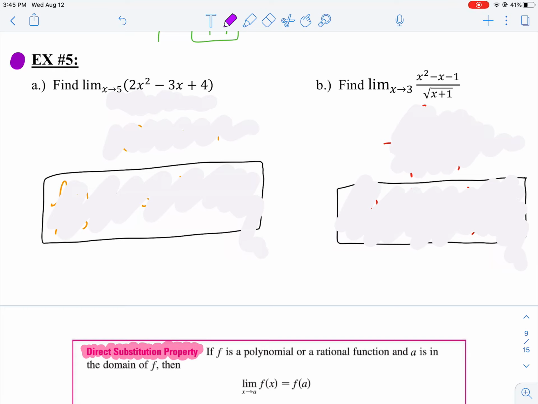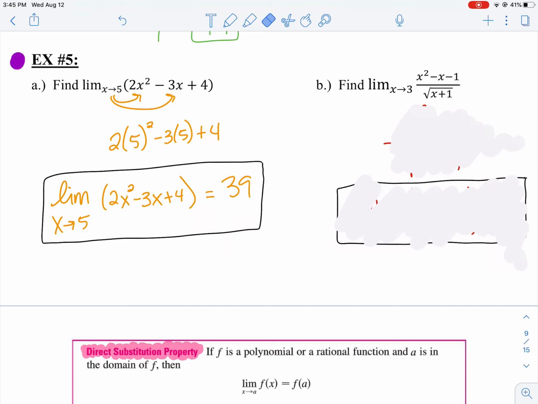So in example number 5a, it says find the limit as x approaches 5 of this polynomial, 2x squared minus 3x plus 4. All we really have to do is take that 5 and substitute it in wherever we see an x. We want to figure out what's happening as x equals 5. If I substitute in a 5 and I simplify, 5 squared is 25, 25 times 2 is 50, 3 times 5 is 15, and then I have plus 4. After simplifying, I ended up getting the limit as x approaches 5 of my function, 2x squared minus 3x plus 4, is equal to 39.